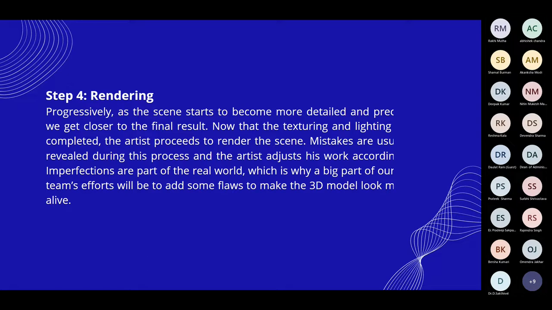Next is rendering. As the scene starts to become more detailed and precise, we get closer to the final result. Once the texturing and lighting are completed, one can proceed to render the scene. Some mistakes or errors may be seen in the given 3D model, and then we can perform the rendering. There may be imperfections, which are part of the real world, which is why a big part of our 3D team's efforts is to add some flaws in order to make the 3D model look more alive.